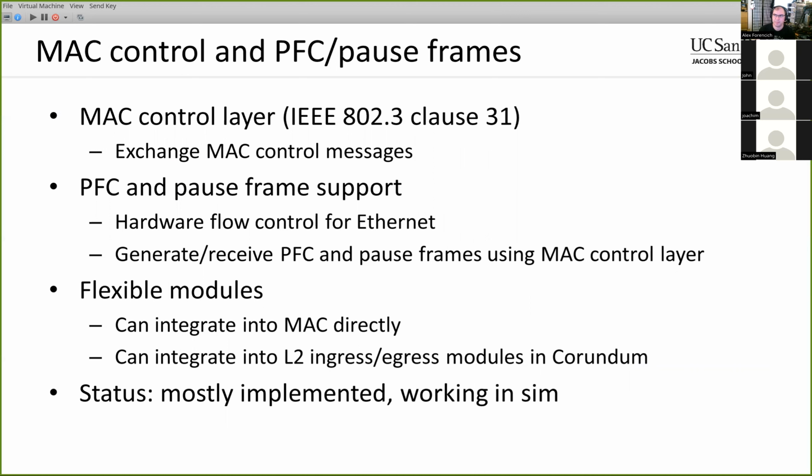pause frames. So for those of you not familiar, PFC and pause frames is hardware flow control for Ethernet. The idea is that the receive side can request that the transmit side of the MAC sends a frame to stop transmission when receive buffers are filling up. And then at the other end of the link, the packet will show up, and then it's supposed to block transmission of new frames to prevent the buffer at the other end of the link from overflowing. So PFC gives you several different priority levels that can be paused independently.